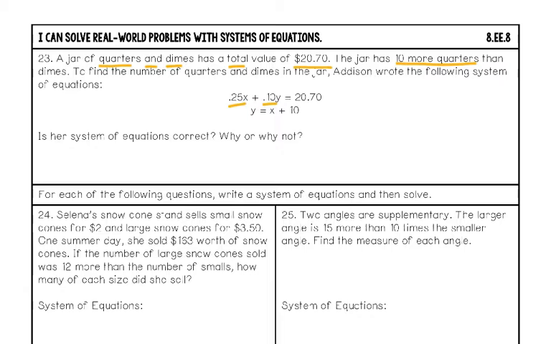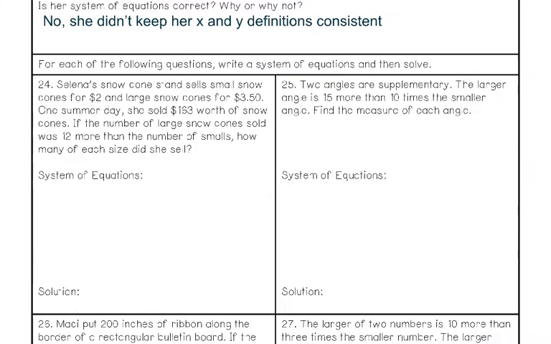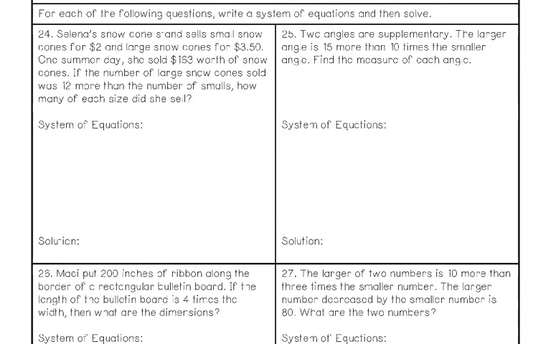You need to define your variables and keep them consistent throughout. You can say something like she didn't keep her x and y definitions consistent. She changed them. They were dimes, they were quarters. She mixed it up. Let's look at number 24. We're going to write a system of equations from this word problem.